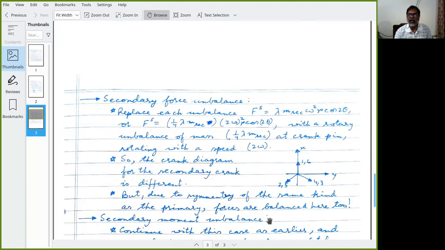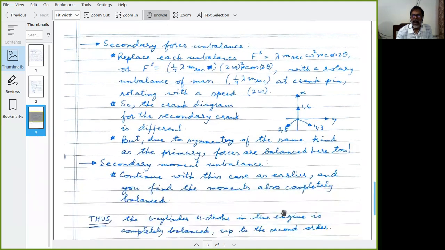Then you go for the secondary moment unbalance, and I am leaving this for you to work out. So now the plan is to consider the moment of each of these unbalanced forces, as was the case in primary unbalance also. Consider their moments, complete the moment diagram, get the resultant moment unbalance, and then turn that resultant by a right angle as a moment would be, and then take its y component. That is the whole thing. I'm leaving this as an exercise for you, it's quite straightforward. You would find that for the secondary moment also, the resultant is zero. So now, as the resultant is zero, any component of it will be zero, and turning a zero by a right angle gives zero.